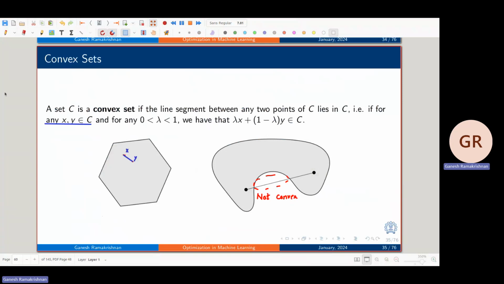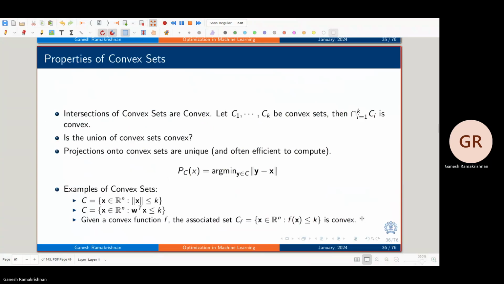So I want to make sure that for all lambda which are between 0 and 1, all points within that line segment lie within the same set. I mean, you can also have 0 less than or equal to lambda, but that's a trivial case. Now, the other thing is if you have multiple convex sets, then their intersections are also convex, right?